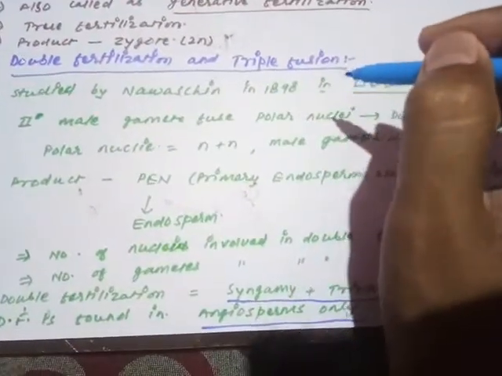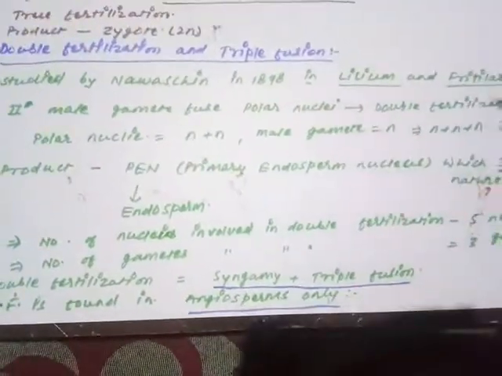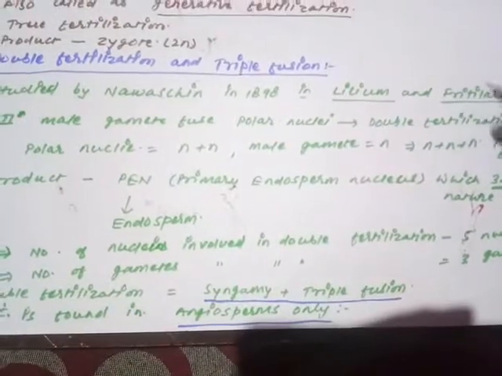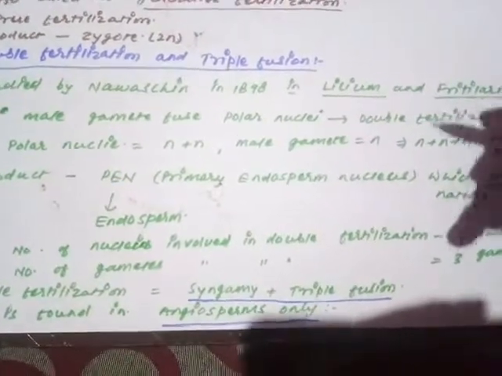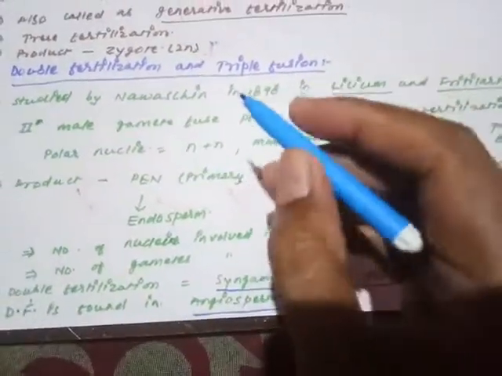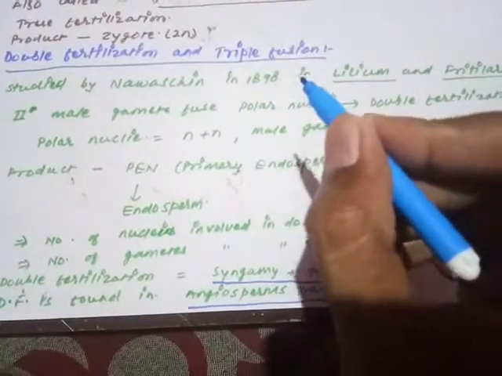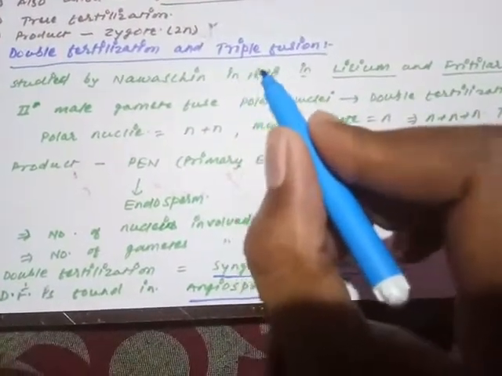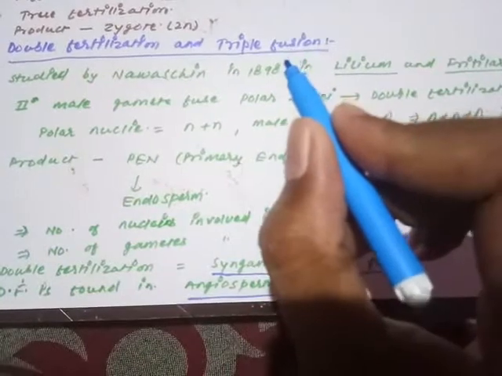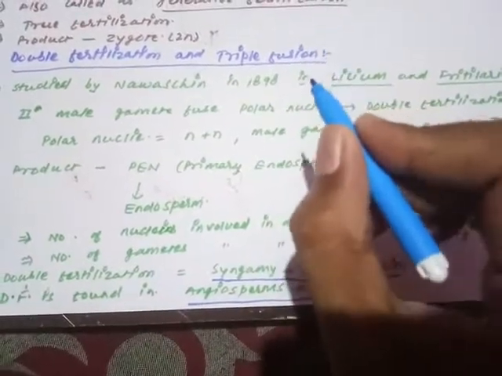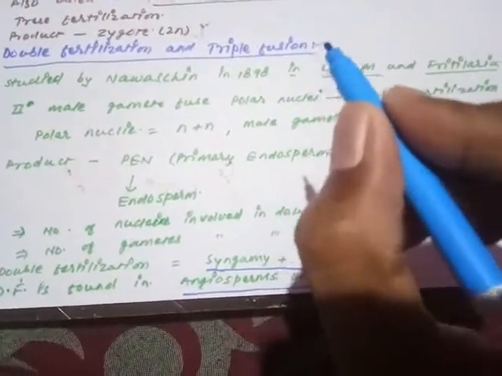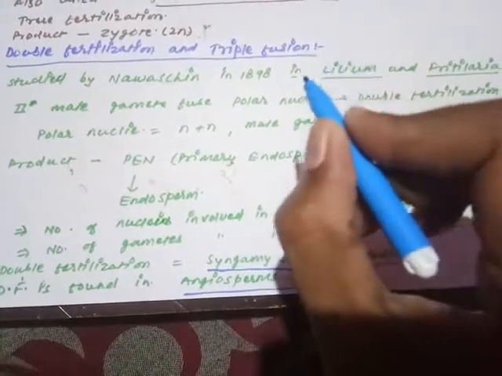Okay, so now the next one is double fertilization and triple fusion. Here the second male gamete will be used. What is the importance of that male gamete? You will understand. For double fertilization and triple fusion, I will explain each and every word, and you will be able to understand the actual meaning. It is a very important question we are dealing with here. What is double fertilization and what is triple fusion?